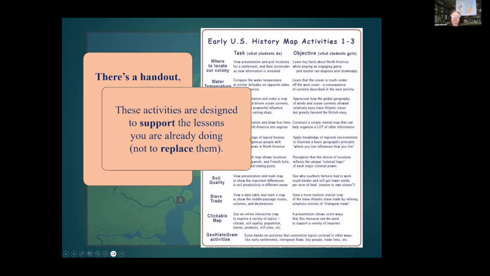The activities are not designed to be lessons. They're designed to support lessons that you're already doing, not to replace them. And most of the activities can be done in 5 to 10 minutes. Like I say, they're a supporting activity.